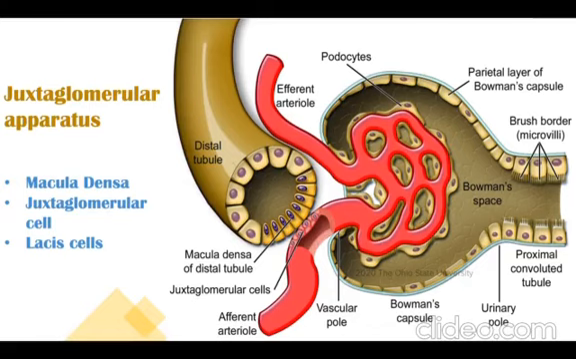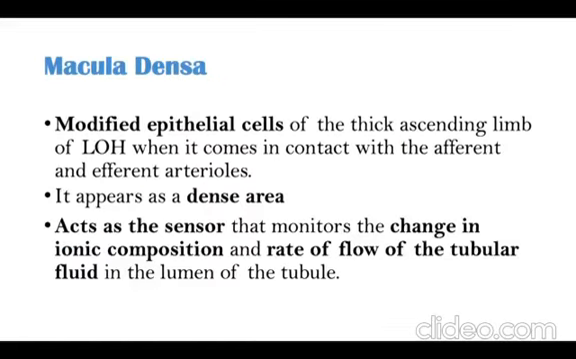So the juxtaglomerular, dia ada macula densa and juxtaglomerular cells ni. Juxtaglomerular apparatus ni quite important lah, sebab dia ada function of sensor. Okay, so the most important part in the juxtaglomerular apparatus ni, macula densa.